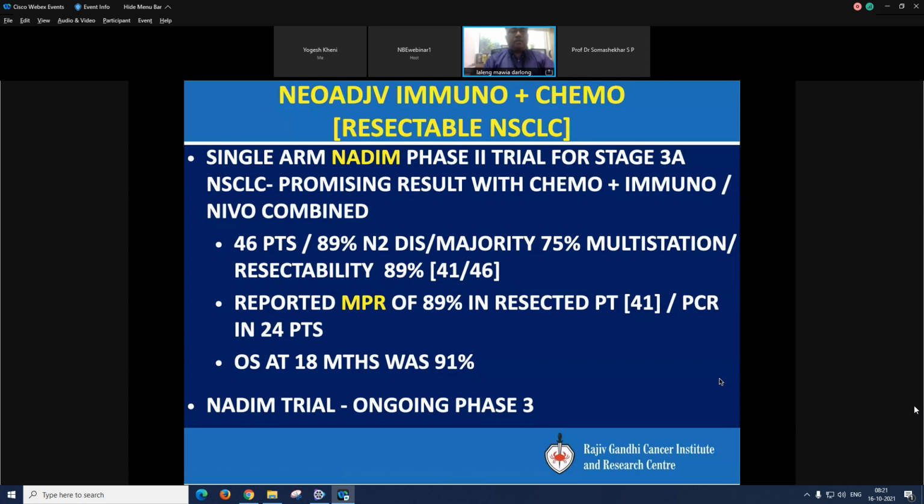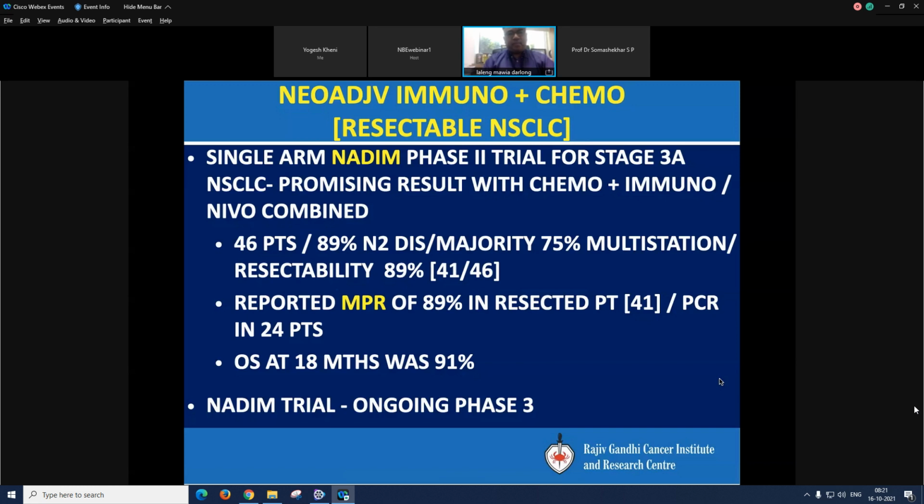The single-arm NADIM phase 2 trial for stage 3 disease was very promising, with the results of chemo combined with immunotherapy. They had taken 46 patients, out of which 89% had N2 disease, the majority being multi-station, with a resectability of 89%. They reported an MPR, that's the major pathological response, basically residual disease less than 10%, in about 89% of resected patients, and a pCR, pathological complete response, in 24 patients.